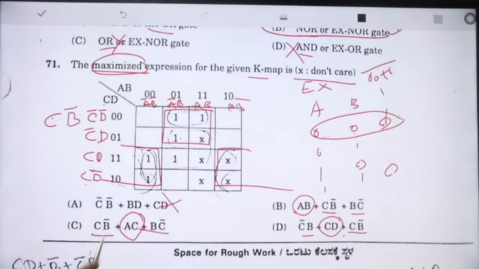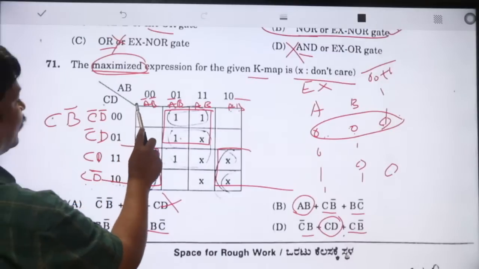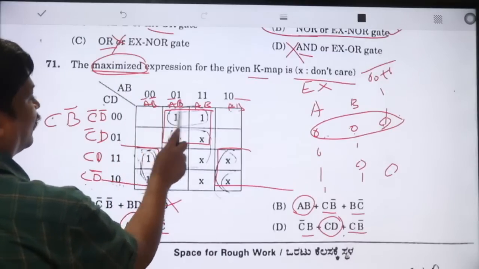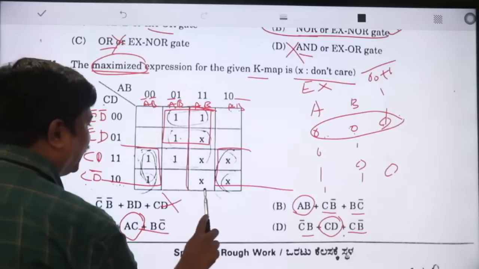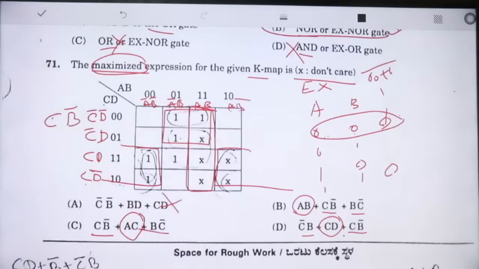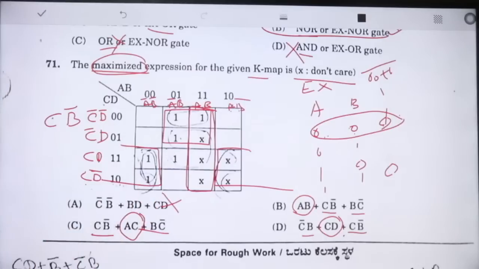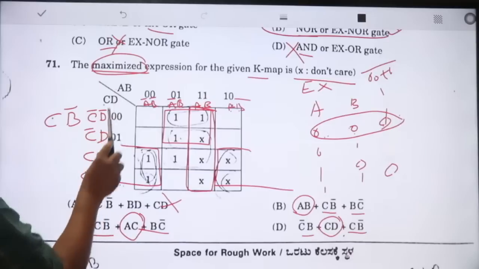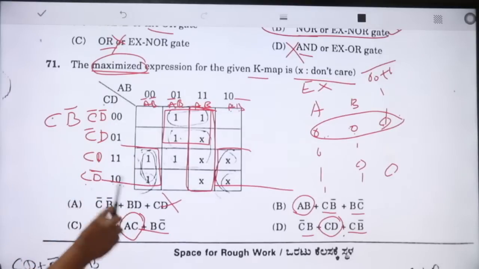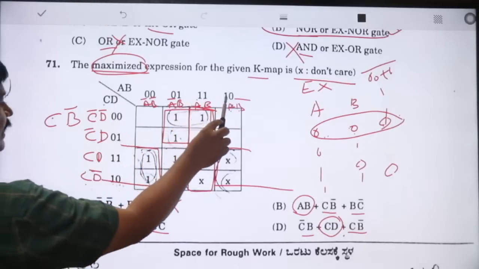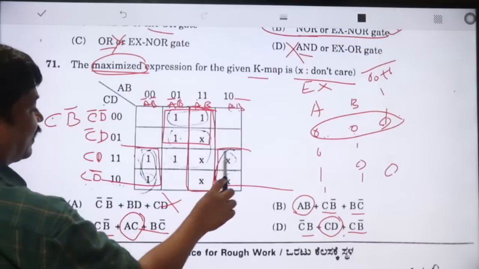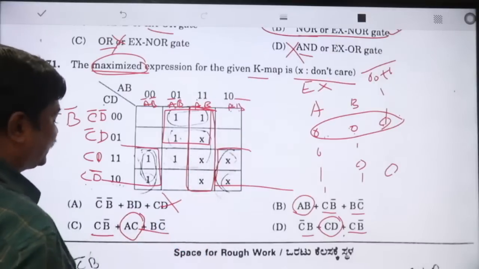AB means what? All four should be required. Can you make this one quad? Of course it is possible. That may not be more appropriate, because this one is already available here. And coming to AC, AC means A and C. A is here, C is here. All are don't cares, no original term.